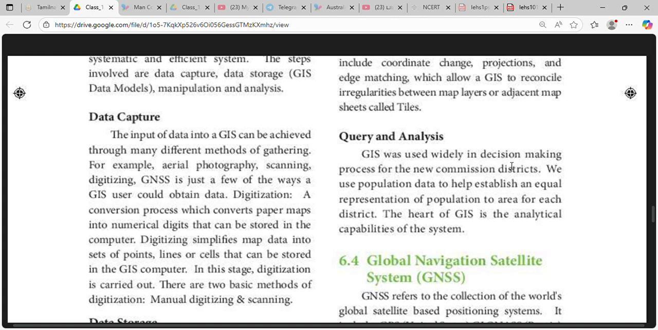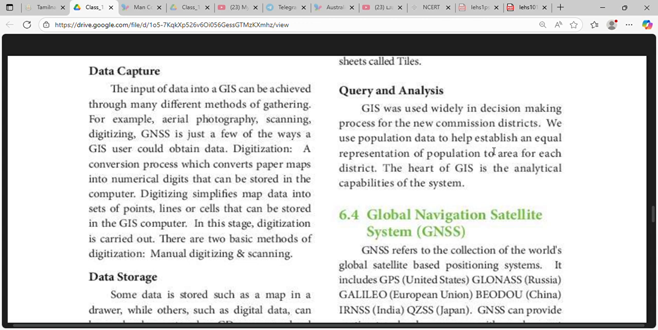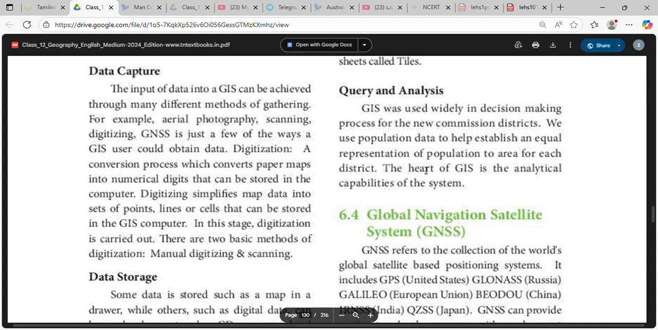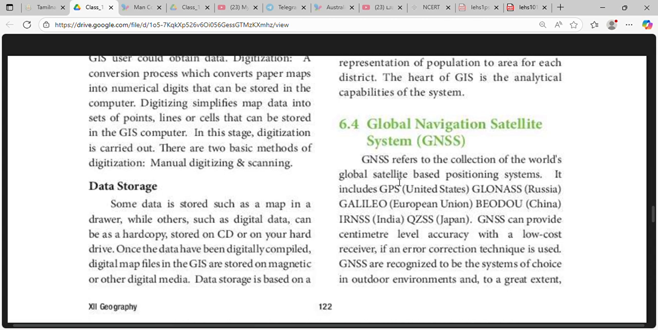GIS was used widely in the decision-making process for the new commission districts. We use population data to establish an equal representation of population for each district. The heart of GIS is the analytical capabilities of the system.